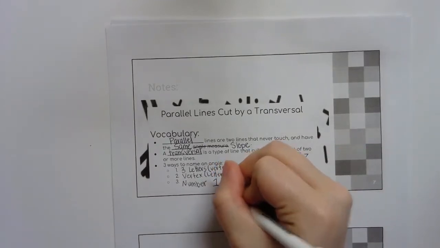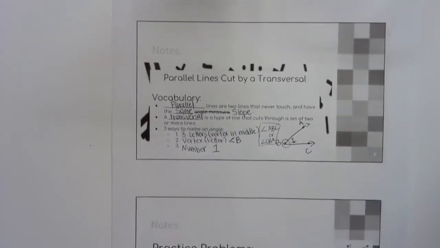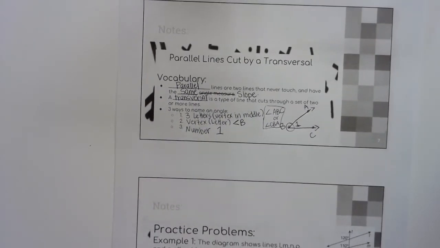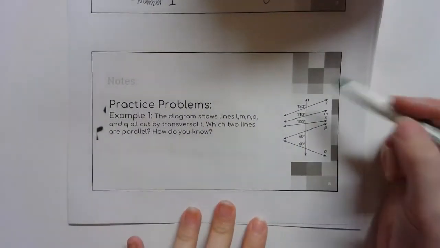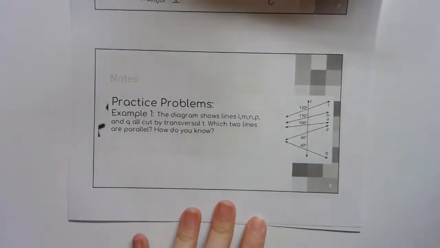Okay, moving right along. The diagram shows lines L, M, N, P, and Q all cut by a transversal T. Which two lines are parallel, and how do you know? So remember, if lines are parallel, then when they're cut by that transversal, they have the same slope, so they make the same angle measures, okay? It cuts it and provides the same measures.